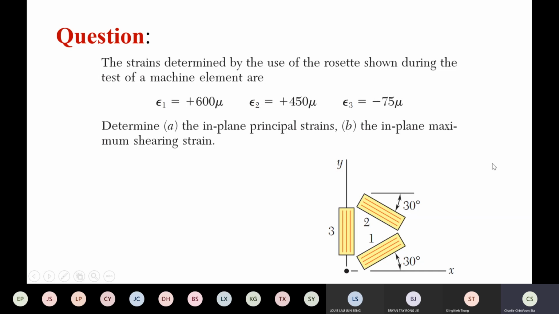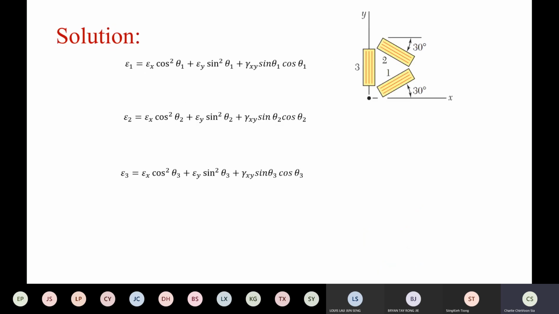For this element, when the strain gauge is attached at that particular point with different orientations, this is the strain value that you collect from the strain gauge. From there, how do we determine the principal strain, the maximum and minimum normal strain, and the maximum shearing strain? Same as the stress. Just apply the formula.